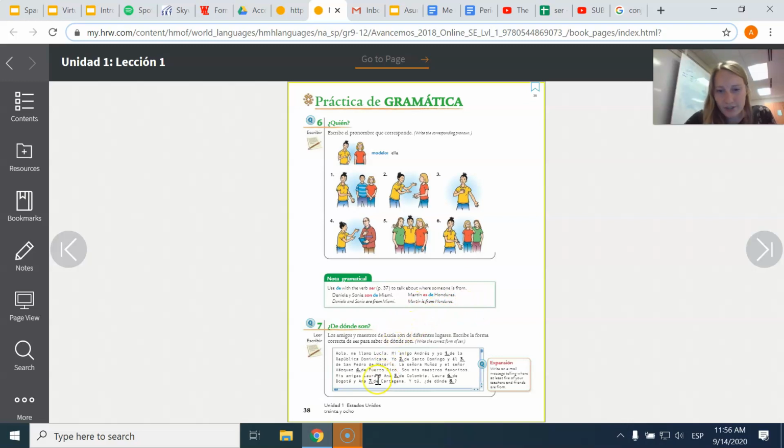So if you look here, you can read, Hola, me llamo Lucia, mi amigo Andres y yo. Here we need the verb somos because it's mi amigo Andres y yo. So that's we. We are from la República Dominicana. Somos de la República Dominicana. Yo, so remember yo goes with soy de Santo Domingo. I'm from Santo Domingo.